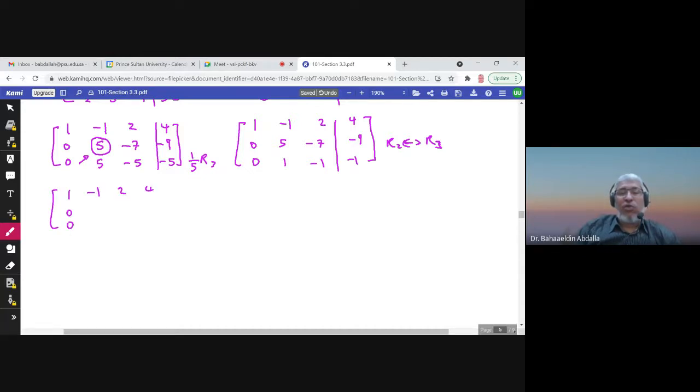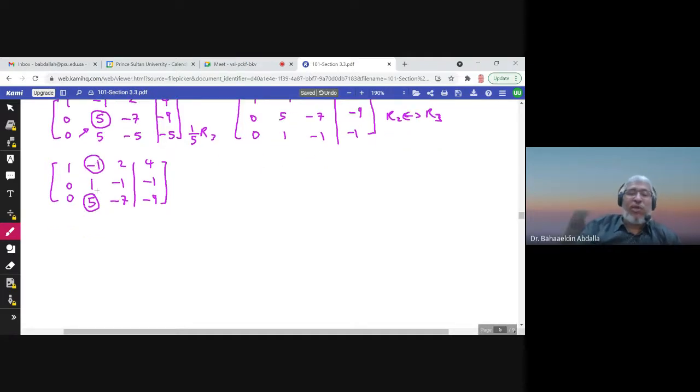So row 2, row 1 will not change. Now row 3 will be in position of row 2, and row 2 will be in position of row 3. And now I have 1 here. So I use it to make these numbers zeros. Well, this number is negative 1, so I multiply row 2 by 1 and add it to row 1. This number is 5, so I multiply row 2 by negative 5 and add it to row 3.